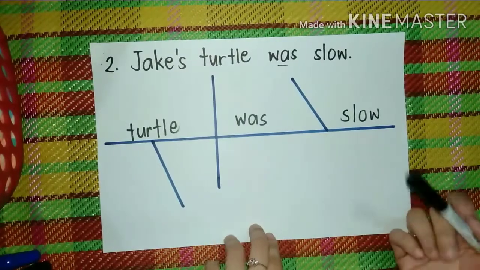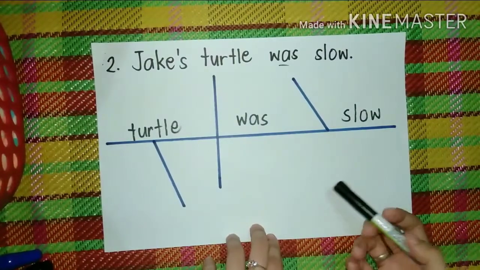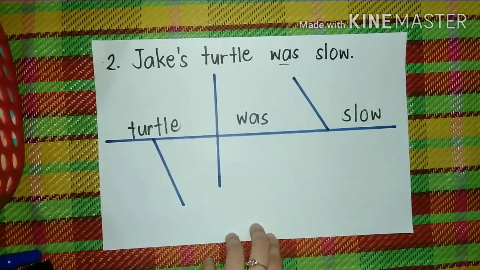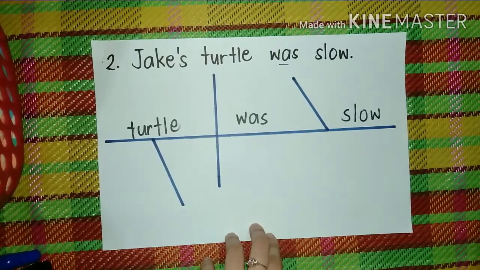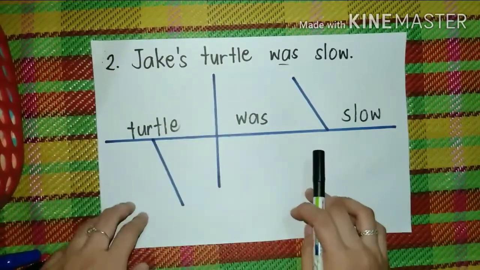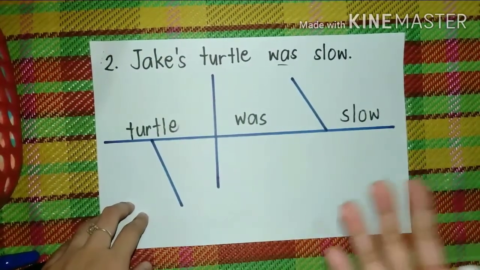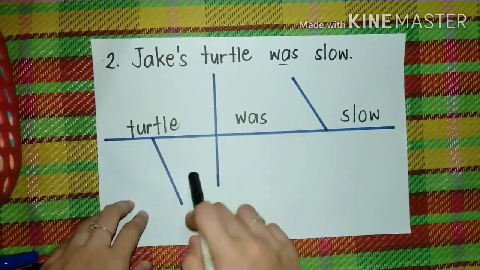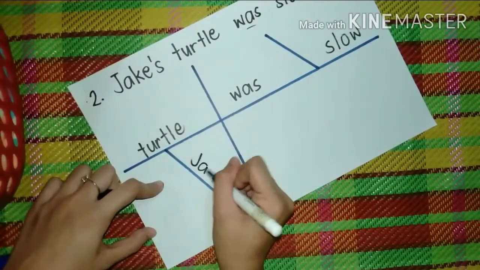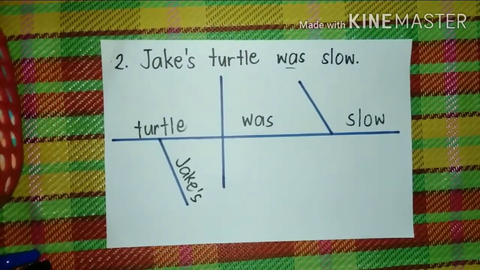Now, do you wonder why I have this one here? It's because, if you'll notice, there is a possessive noun in this sentence. And just like the diagram before, we put possessive nouns under the subject. So if you ever encounter possessive nouns or pronouns in the sentence, you'll just have to put them under the subject. And you're done.